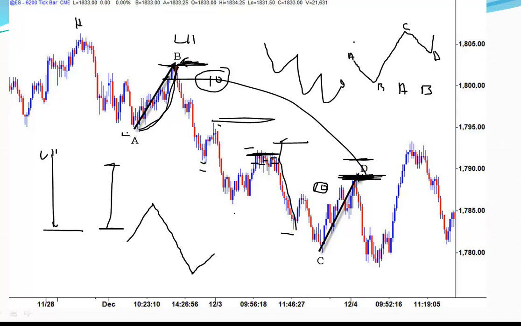Like you do here. You see this? The same thing. You have your A, B, C, D, and you have your alternate bearish. That right there is an alternate bearish because you're looking to sell it to go lower.